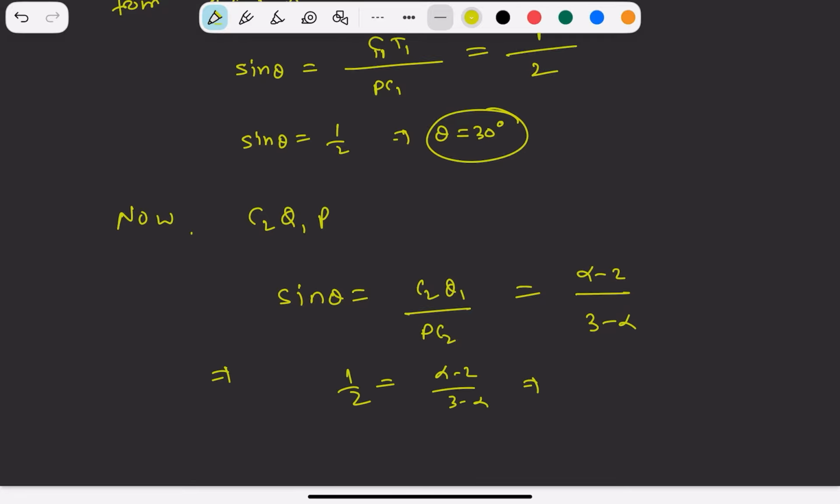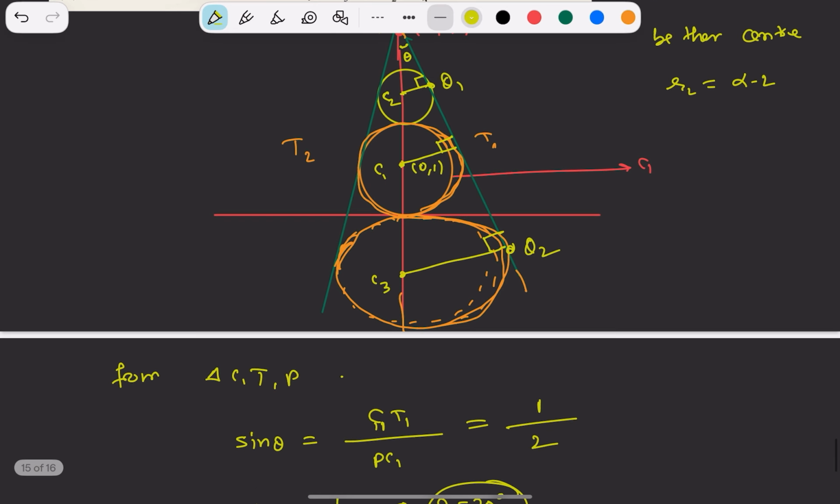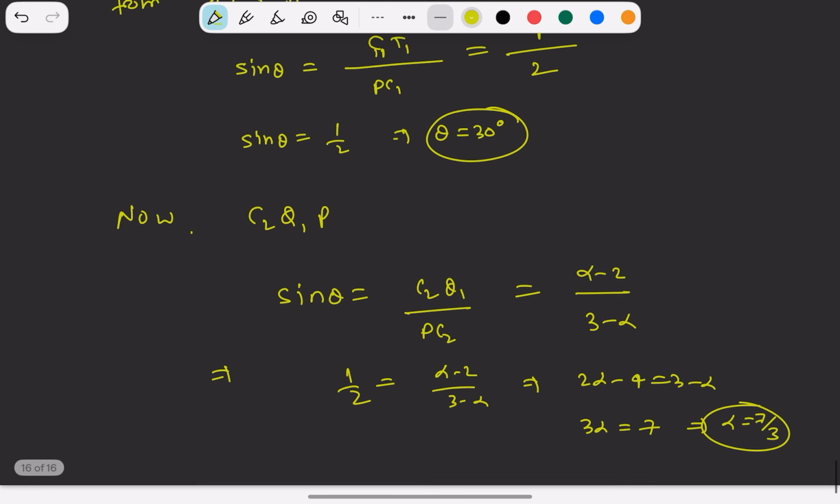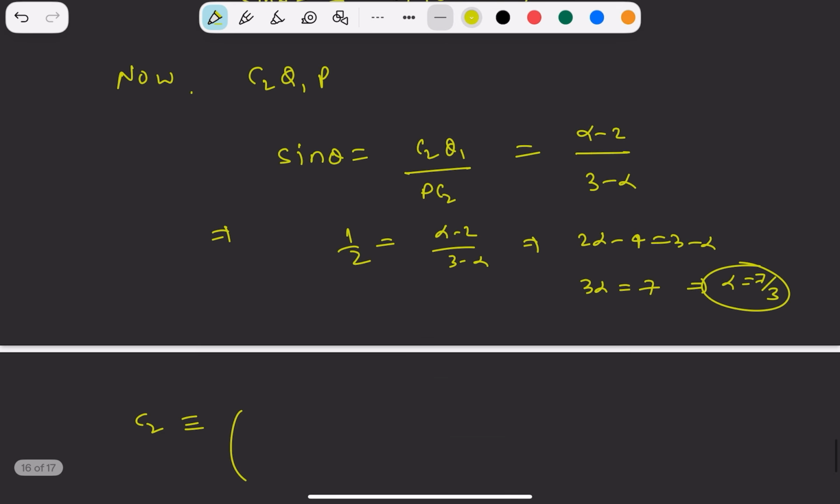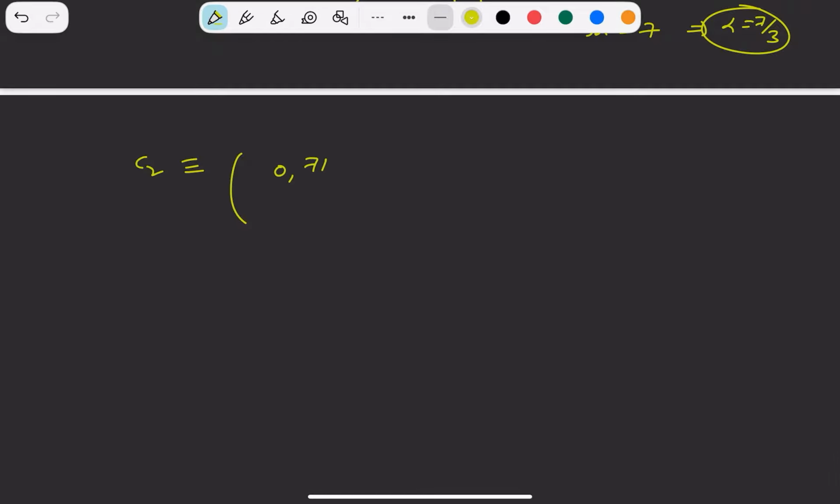So this is 2 alpha minus 4 equals 3 minus alpha. So I can write 3 alpha equals 7, so alpha equals 7 by 3. Correct or not? So what is the center C2 we are getting here? Center C2 will be 0 comma alpha, so that is 0 comma 7 by 3.